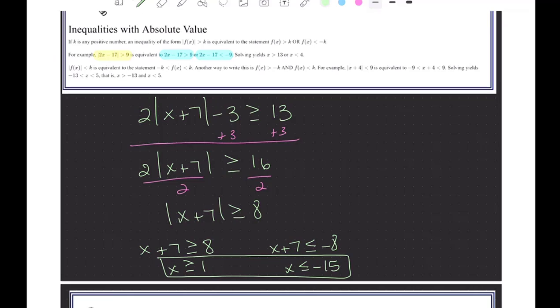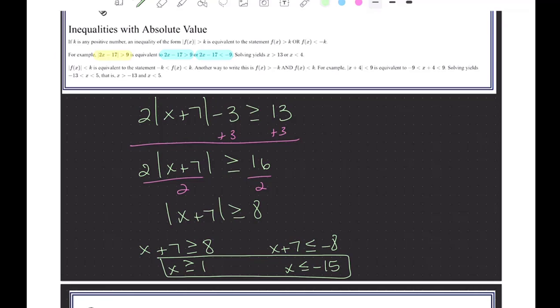Wait, so, how did you, I'm just trying to figure out the step to get x is greater than or equal to 1. Did you just, I mean, what? Subtracted 7 from both sides. So you're just finishing the equation?